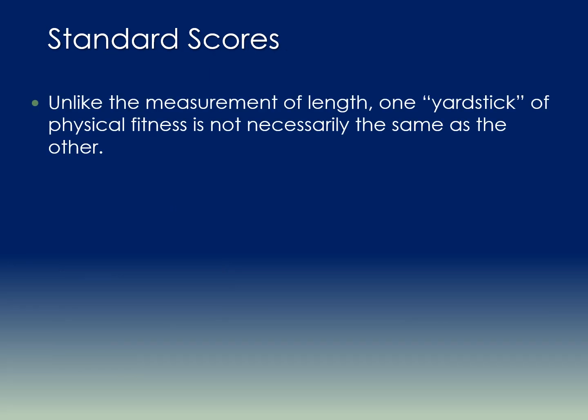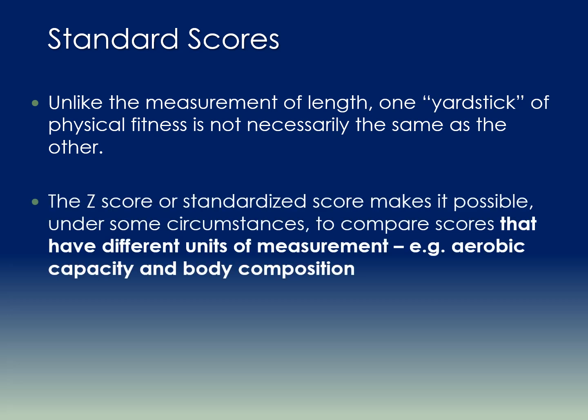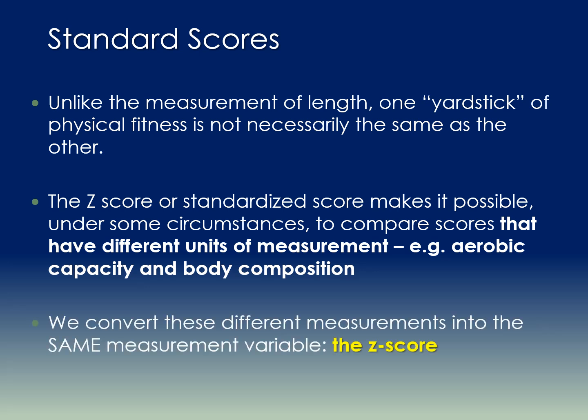So unlike the measurement of length, where one yardstick is the same as the other, with physical fitness it is not. We can use something called a Z-score, or a standardized score, to compare two different aspects that have two different units of measurement. What we do is we standardize those scores into one single type of score, and that's called the Z-score. So we convert these measurements into the same measurement variable, if you want to think about it that way.